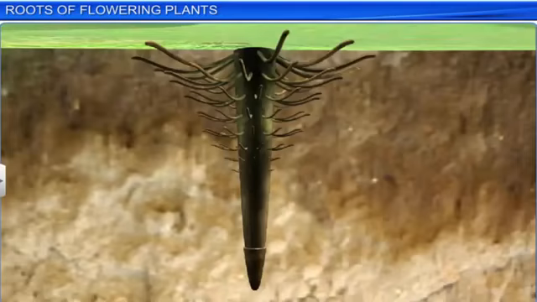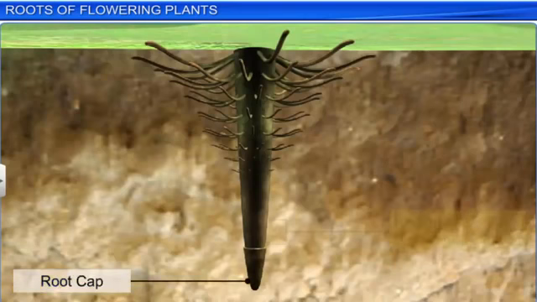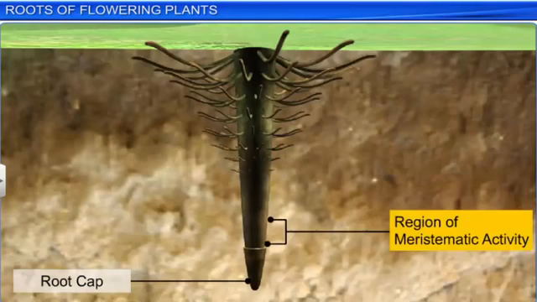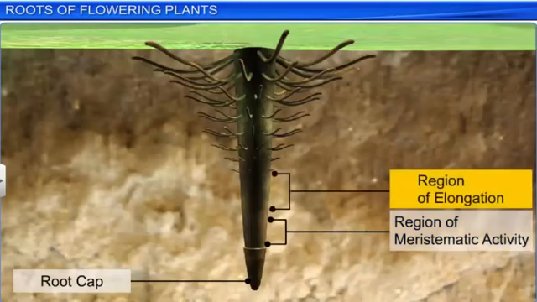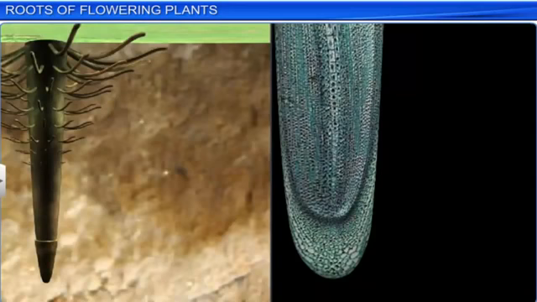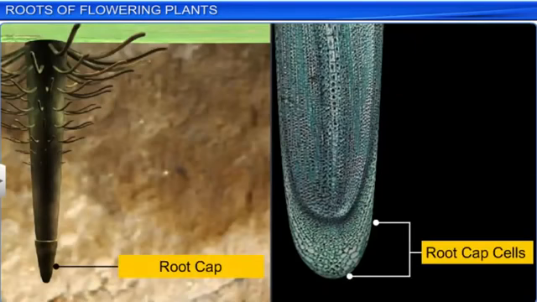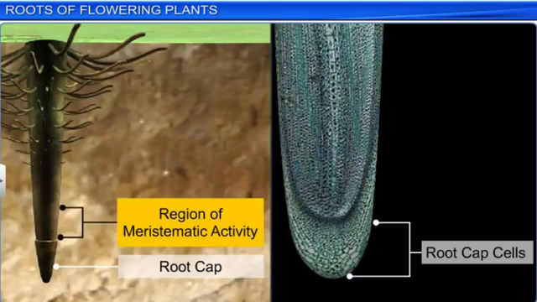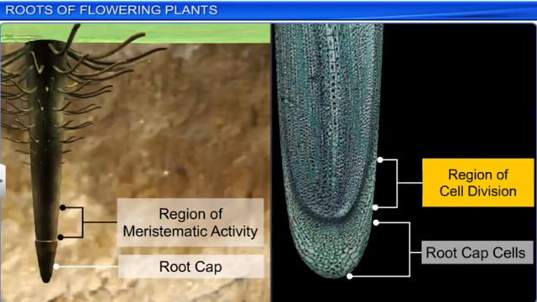From the tip upwards, a root has a root cap, a region of meristematic activity, a region of elongation, and a region of maturation along with root hairs. The root cap is a sheath of cells present at the tip of the root that protects the root while entering the soil. The region of meristematic activity is just above the root cap, where the cells are very tiny and rapidly divide to produce new cells for growth.